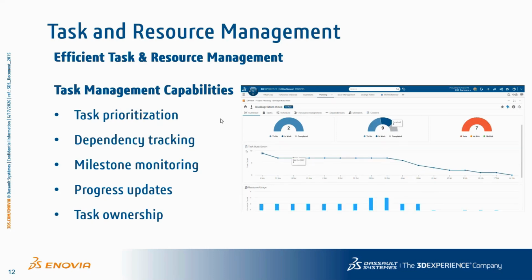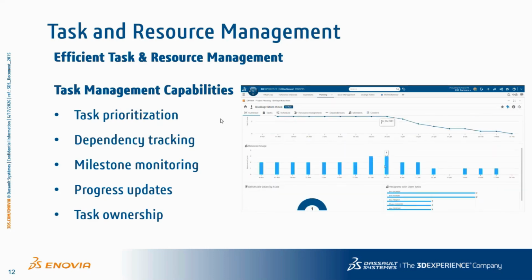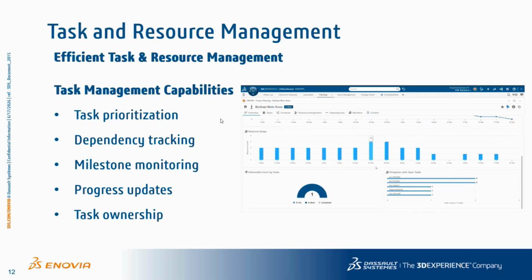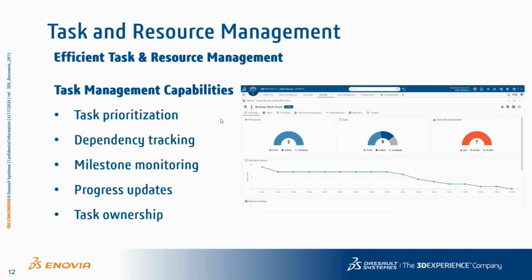Then you have progress updates. You can see the task burn down chart. You can see at what rate each and every task is getting executed, how many resources are being utilized in this particular project each and every day, what the list of tasks assigned to each and every user is, and how many users have open tasks with them. All of this is recorded in the inbuilt dashboard.